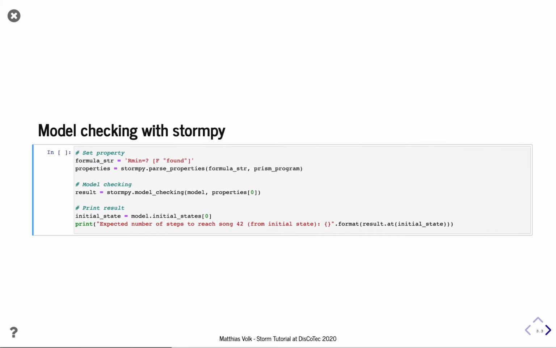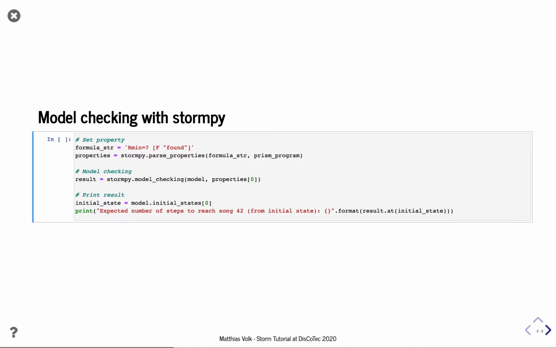So after we have now the model, we can follow the same approach as before with Storm to model check our model. And that means we have to set the second input, the property. In our case, we set it like this. So we set what is the minimum expected number of steps which we need to finally reach our label found. So what is the minimal expected number of steps to reach song number 42?